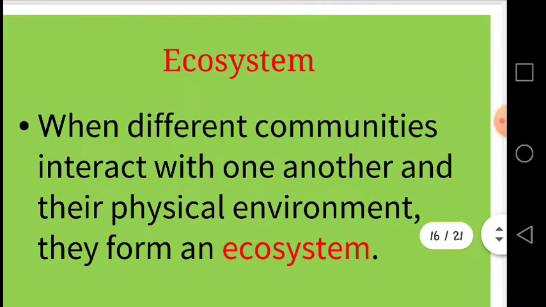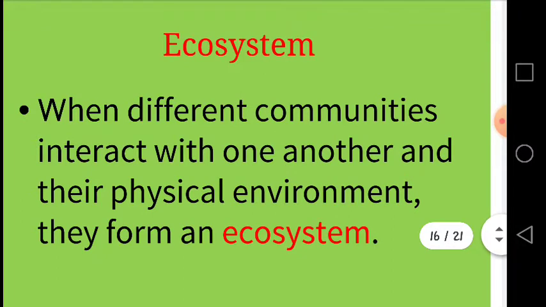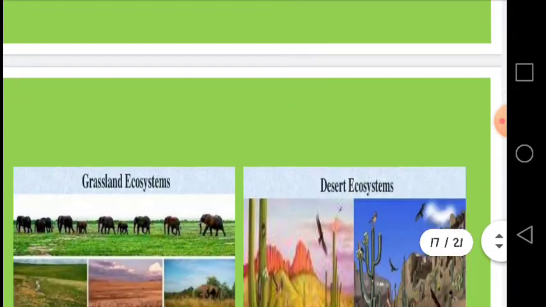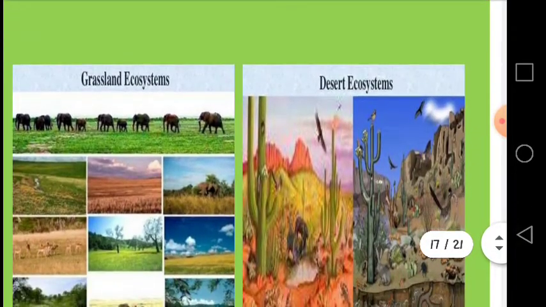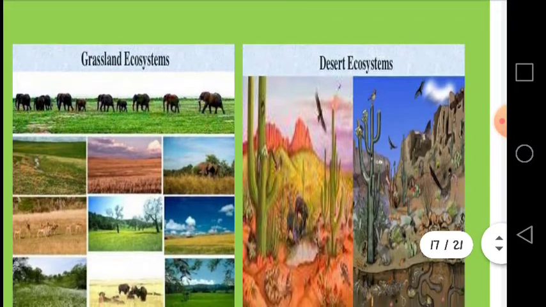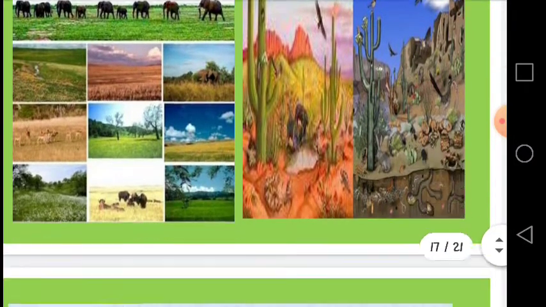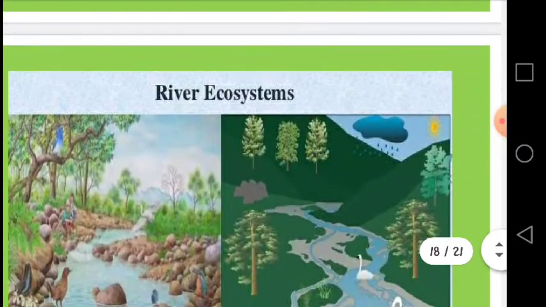Now we are going to focus on the ecosystem. What is an ecosystem? When different communities interact with one another and their physical environments, they form an ecosystem. There are different types of ecosystems which are present in your book: the grassland ecosystem, the desert ecosystem, and the river ecosystem.